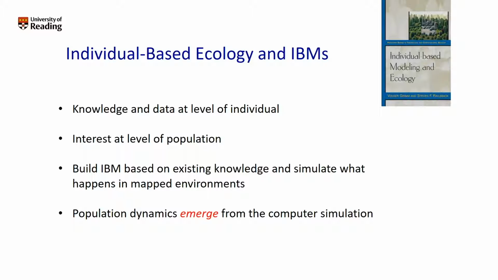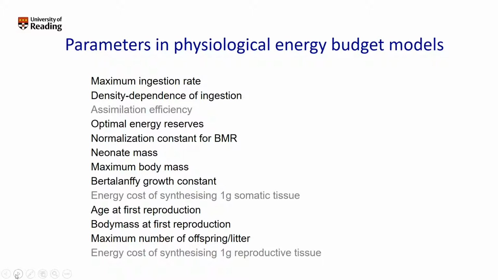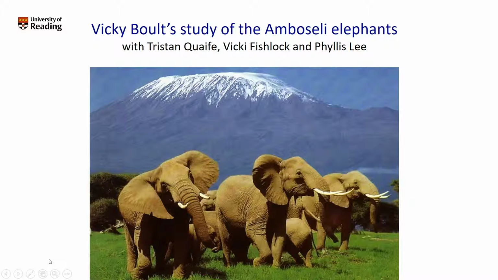So we take all the knowledge we have about individuals, we model each individual in a big computer simulation, and the individuals together make up the population, and the population dynamics emerge from the computer simulation. These individuals have to have parameters, and their parameters come out of energy budget models. There are various ways to do these energy budget models. I like the straightforward method in terms of parameters such as these, which we're all very familiar with. So that's the method that I have been using.